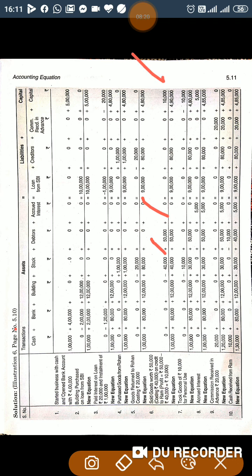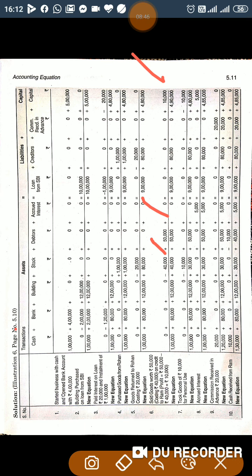added to the capital. Now the equation becomes cash 1 lakh, bank 80,000, building 1,20,000, stock becomes 40,000 after deduction of this 40,000, debtors become 50,000, accrued interest 0, loan from SBI now balance is 9 lakh, and creditor is 80,000, and capital now becomes 4,90,000.